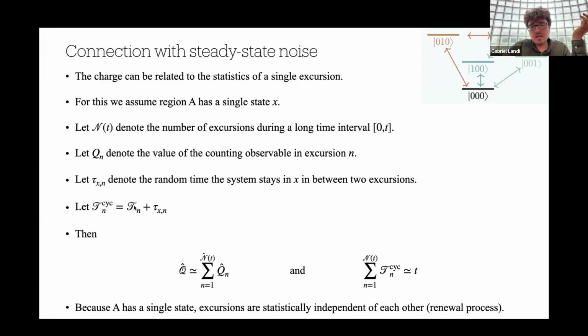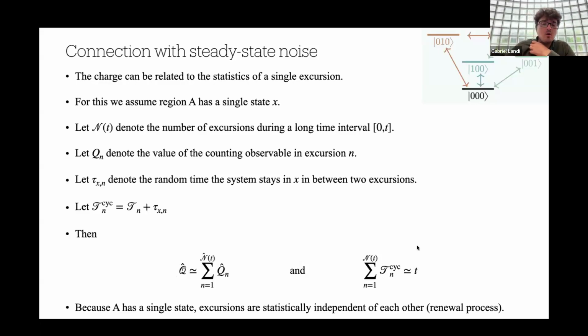We're going to call this the cycle time. So the cycle time is the time of an excursion plus the residence time. And these two variables are statistically independent, which is great. Then we can connect the counting observable that we usually use in full counting statistics with the counting observables of a single excursion through this formula. Essentially, the counting observable over the entire interval 0 to t is just the sum of the counting observable at each excursion up until the number of excursions that happened. And there's also this additional constraint that the total cycle time has to be equal to t.